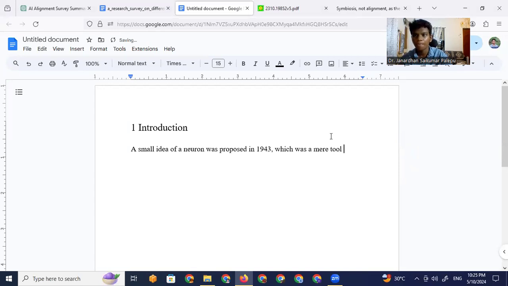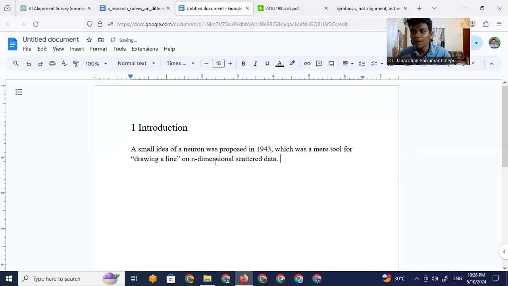Right, which was a mere tool. I'll hide this, sorry for that. So which was a mere tool of someone drawing a line on n-dimensionally scattered data.